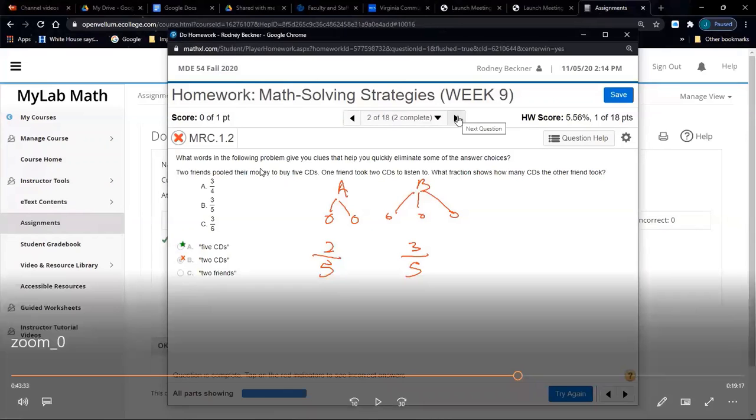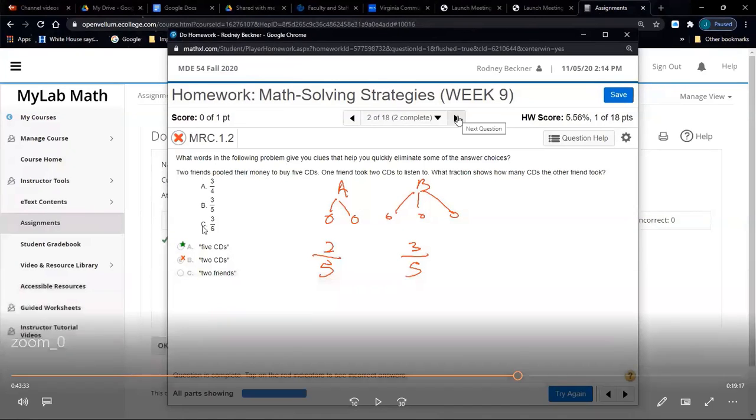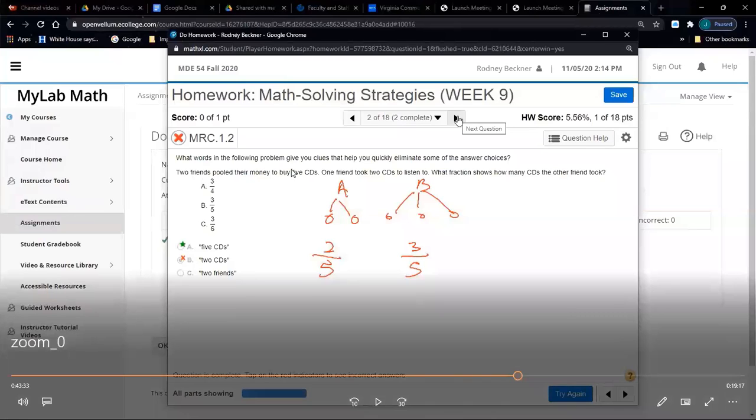So they say two friends pooled their money to buy 5 CDs. So you got two friends. One of the friends took 2 CDs to listen to, which fraction shows how many CDs the other friend took. So again, what words give you clues that help you quickly eliminate some of the answer choices? So answer A here is 3/4. Answer B here is 3/6. Those can both be quickly eliminated because the total number of CDs purchased is 5, which means the denominator would have to be, you guessed it, 5. So that's why the answer is 5 CDs. Again, the sentence saying there were 5 CDs total is the clue that A and C cannot be the answer at all because the denominators are 4 and 6, whereas B has a denominator of 5.